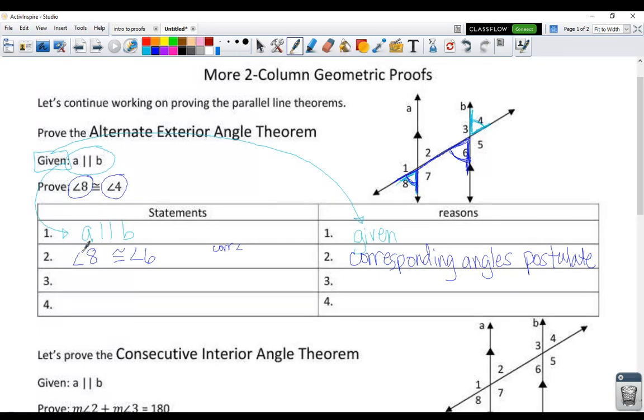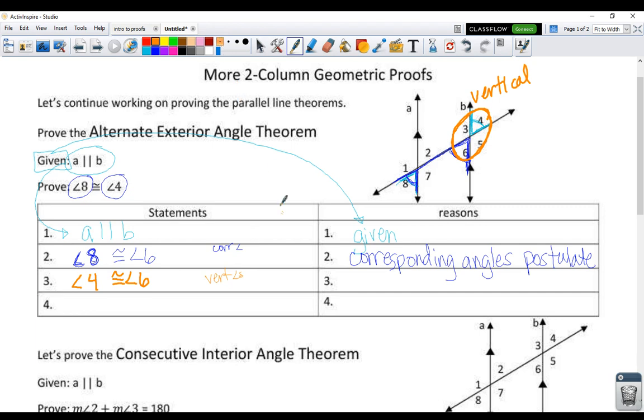Now that we have angle 8 in our proof, maybe we can do something with angle 4. So let's look and see angle 4. Maybe you notice that angle 4 is across from angle 6. And maybe this should spark some things in your brain, that these are vertical angles, right? So I can write down that angle 4 is congruent to angle 6. Remember, these are vertical angles.